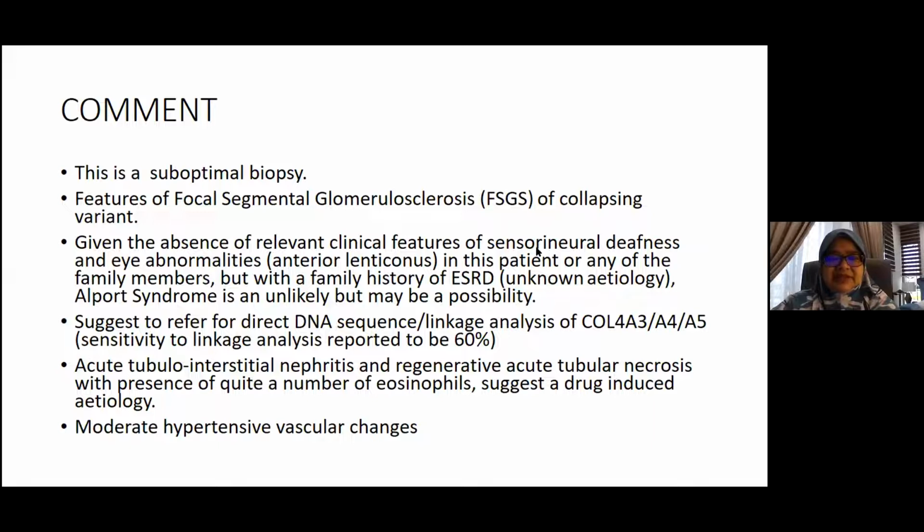Given the absence of clinical features of sensorineural deafness or any eye abnormality, Alport syndrome is unlikely. Okay, if we're not sure, we still think that it is possible, so we need to refer for genetic testing to look at collagen 4A3, A4, A5. Okay, so the sensitivity is 60%.